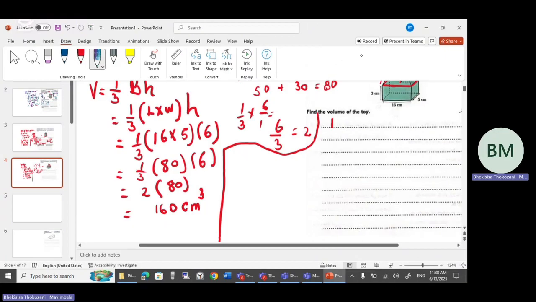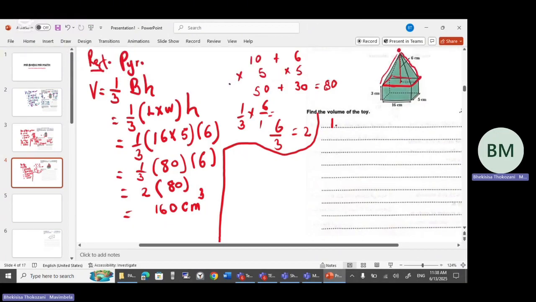So now I need to find the rectangular prism. Can you see this one here? Now we have a rectangular prism. Okay, guys? That's very important. So for my rectangular prism, now the formula is different. I'm still looking for volume. V equal to B multiplied by H.